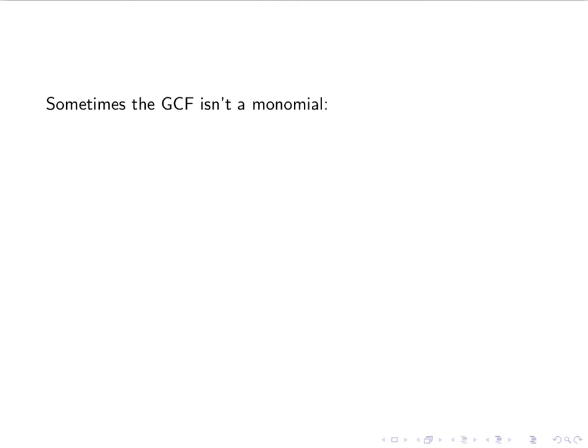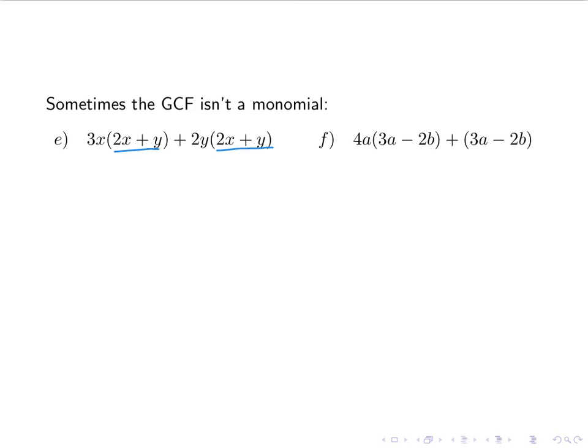Sometimes the GCF is not a monomial. So for my first example, I have 3x times 2x plus y plus 2y times 2x plus y. So if you have a problem that's asking you to factor out the GCF and it looks like this, you've got two sets of parentheses, do not distribute them. You want to make sure that they're the same thing, they're both 2x plus y, and that is your GCF. Okay, so again, do not distribute. Leave it the way that it is.